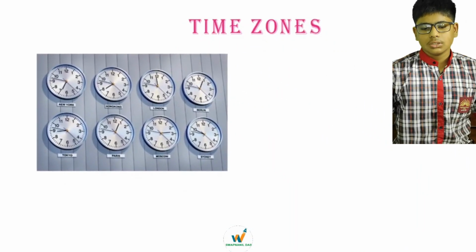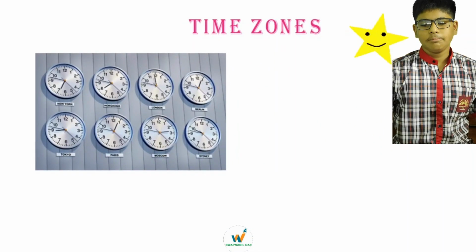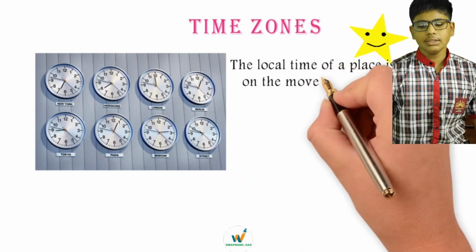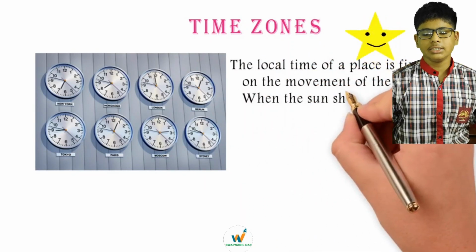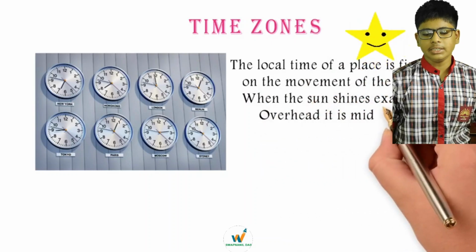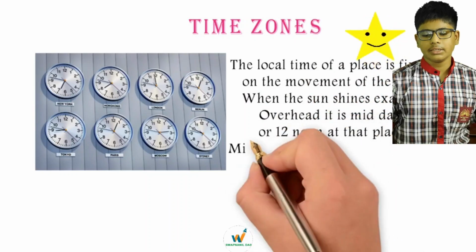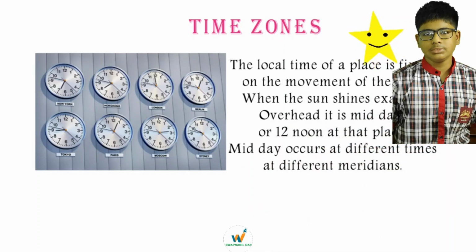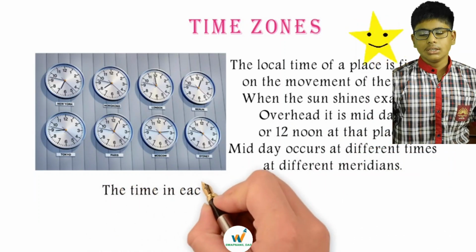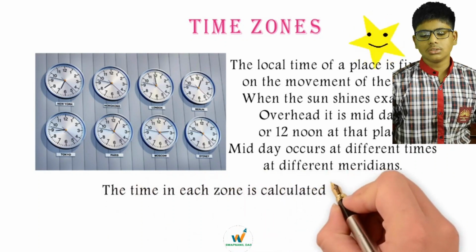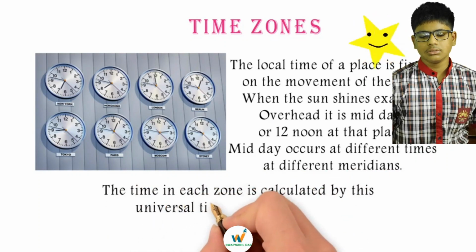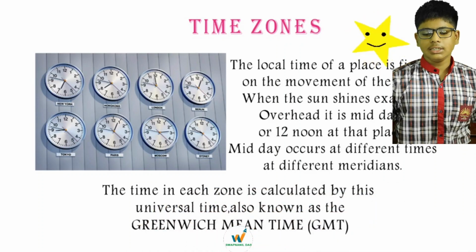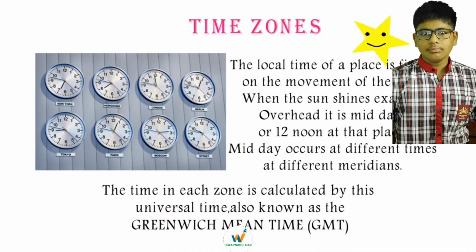Time zones. The local time of a place is fixed based on the movement of the sun. When the sun shines exactly overhead, it is midday or 12 noon at that place. Midday occurs at different times at different meridians. The time in each zone is calculated from this universal time, also known as Greenwich Mean Time, GMT.